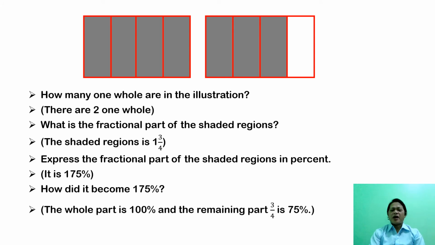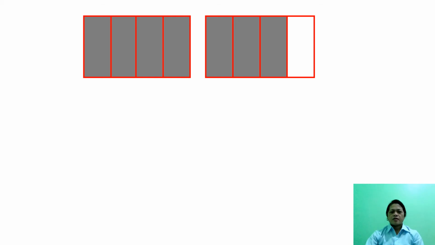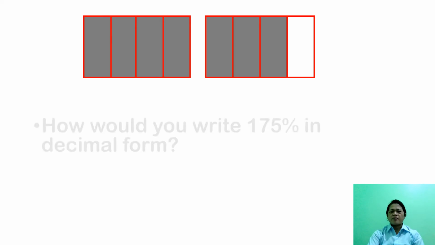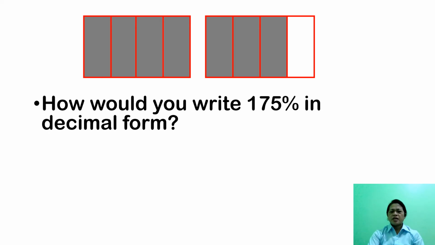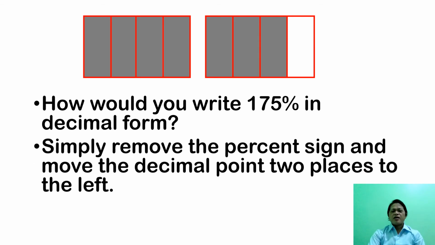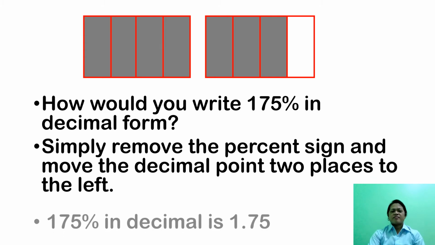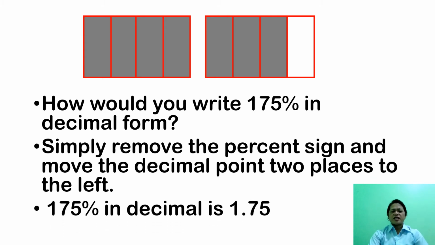Okay. The whole part is 100% and the remaining part is 75%. So how would you write 175% in decimal form? Anybody? Very good. Simply remove the percent sign and move the decimal point 2 places to the left. Okay, so 175% in decimal is 1 and 75 hundredths. Is it clear? Thank you.